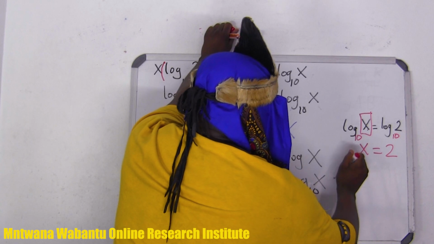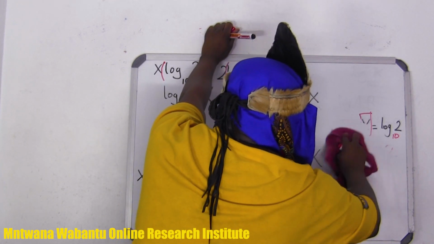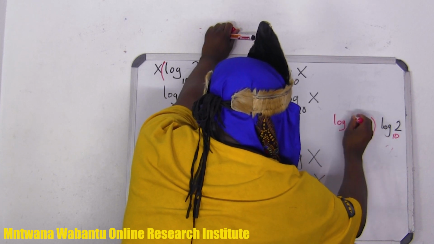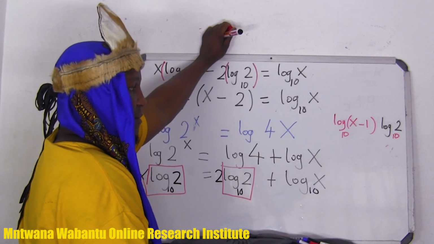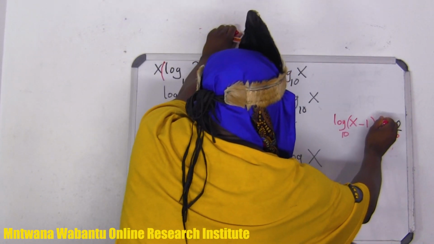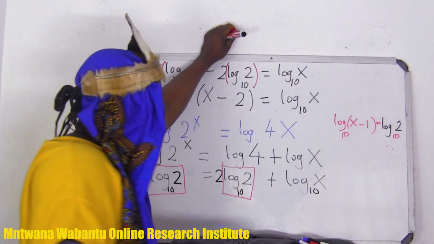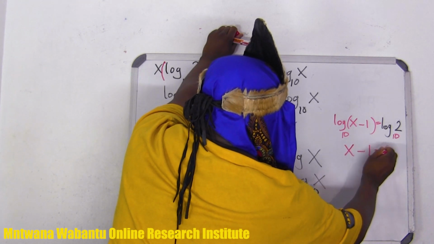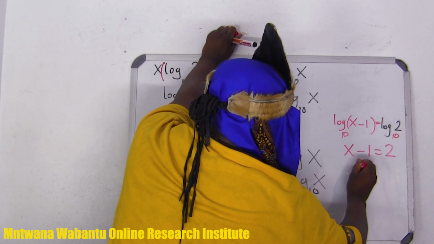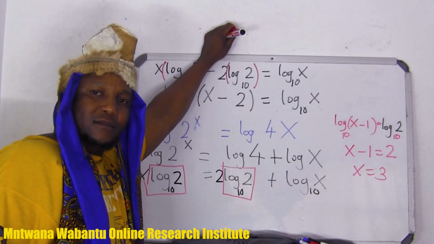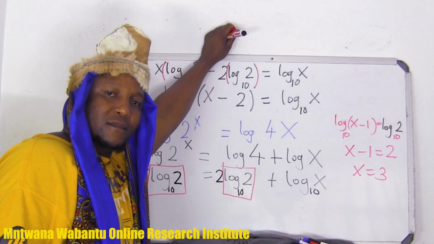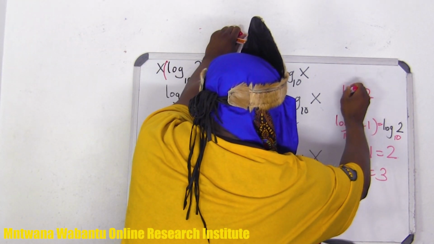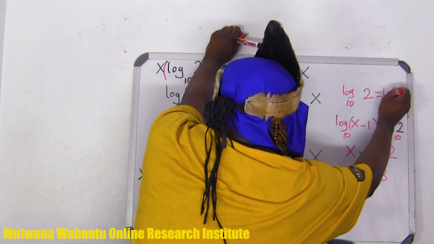Now let me bring in a little confusion. Let's assume this is log of x minus 1 under base 10, equal to log 2. What is the value of x? Since it's the same log on base 10, is it correct for me to say x minus 1 equals 2, and then I can take this over and say x equals 3? Now let's test to see if it's true. If I take 3, it's going to be 3 minus 1 equals 2, which means log base 10 of 2 equals log of 2.